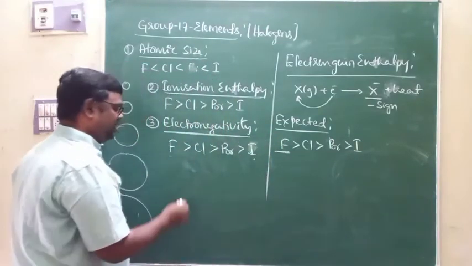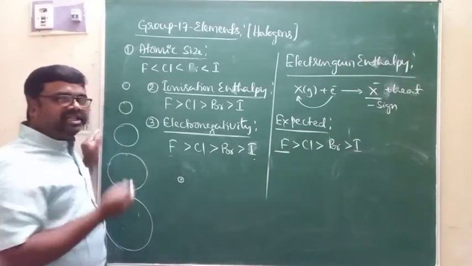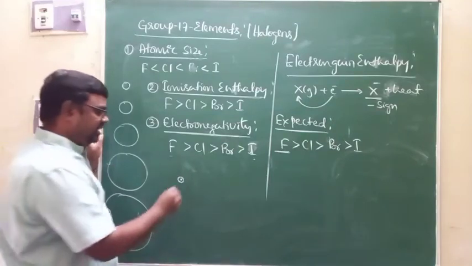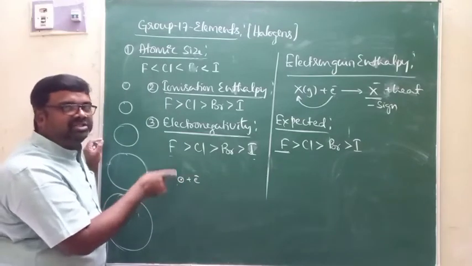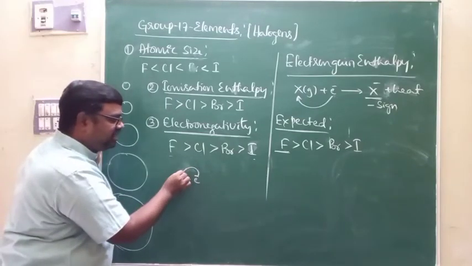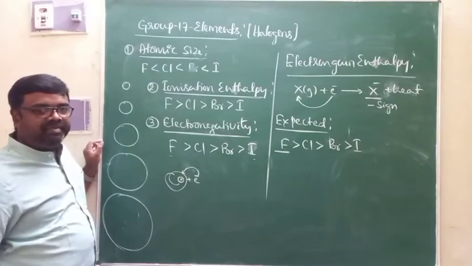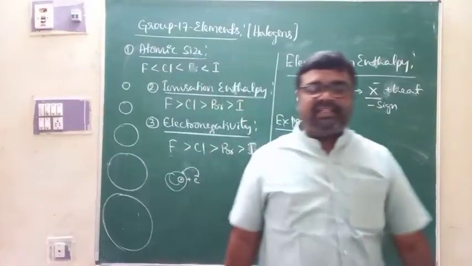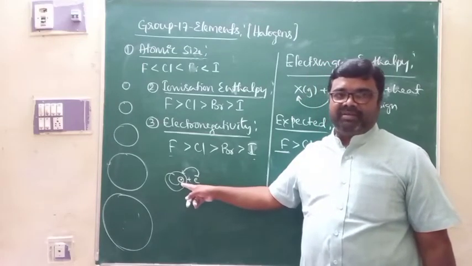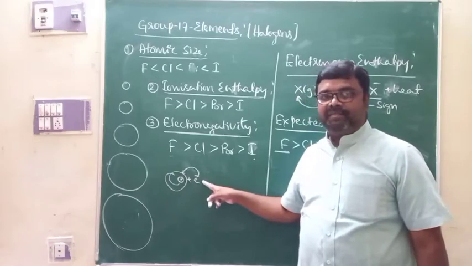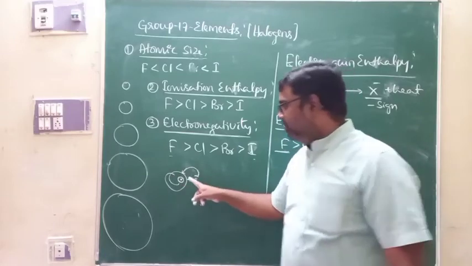The reason is quite clear. No doubt, fluorine is a very small atom. Because of that, we expect fluorine to have high electron gain enthalpy. But the atomic size of fluorine is so small that the incoming electron experiences repulsion from the electrons already present in the fluorine atom. Electron gain enthalpy of fluorine is less than chlorine because of the very small size of the fluorine atom. Due to the small size, the incoming electron faces opposition from the electrons already present, because the fluorine atom is very small.